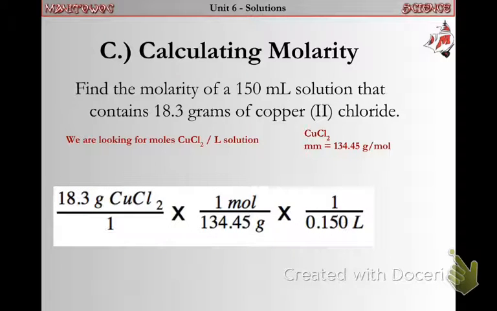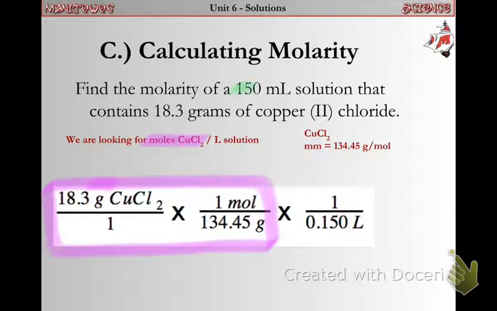We're going to start with the 18.3 grams of copper 2 chloride. We want to get that into moles because, as my red text says, we are looking for moles of copper chloride. So that's why we're doing this initial step right here that I've highlighted in purple. Now finally, we want to be left with liters of solution, or at least that's what we want on the bottom of our fraction.